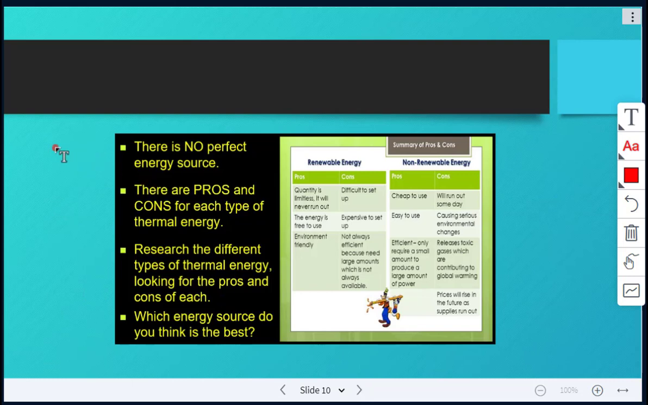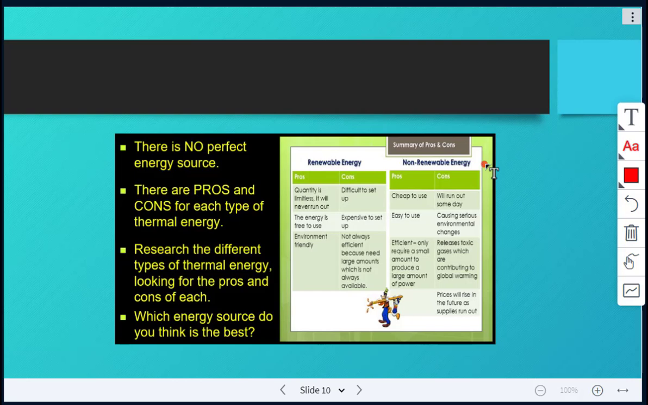All right, so there is no perfect energy source. We looked at all those energy sources, and we looked at pros and cons for each type of thermal energy. For example, the renewable energy sources: some pros are that it's limitless, it won't run out, it's free to use, and it's environmentally friendly. But the cons include that it's difficult to set up, right? The initial setup is costly. It's not always efficient because we need large amounts and it's not always available, like sunlight or wind.